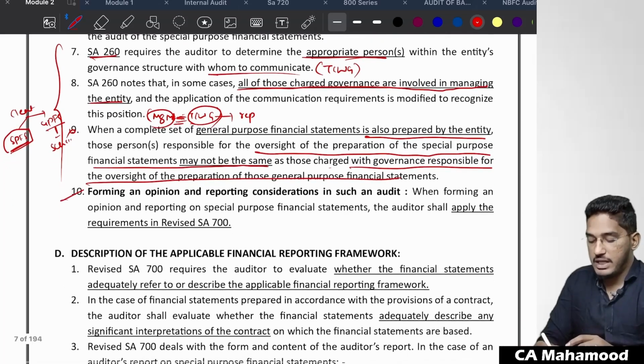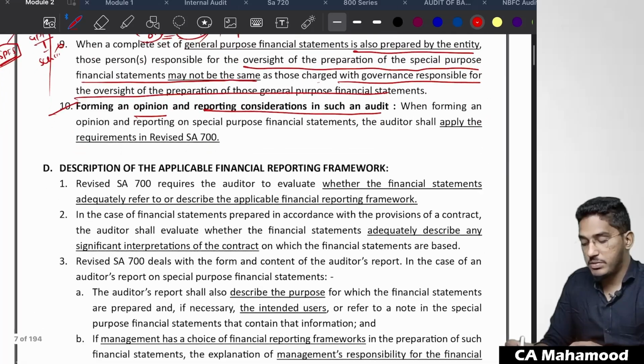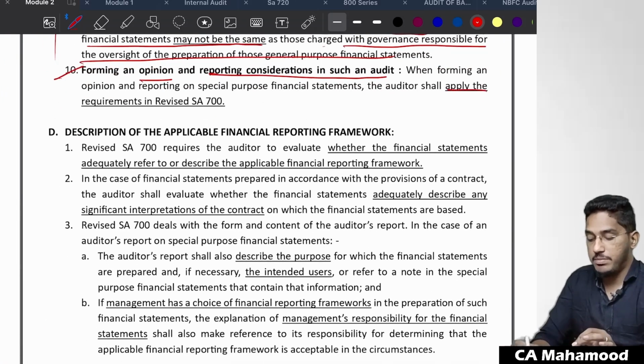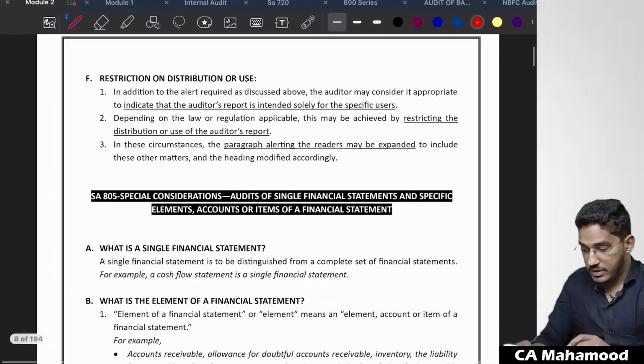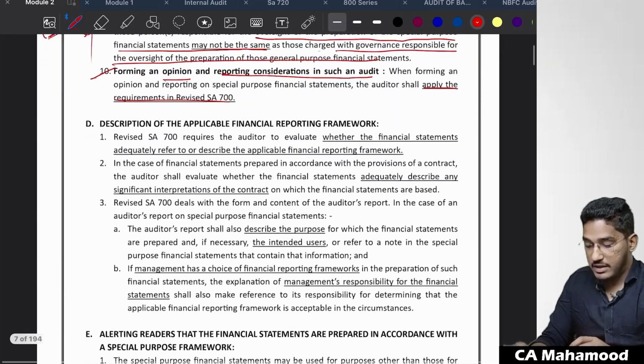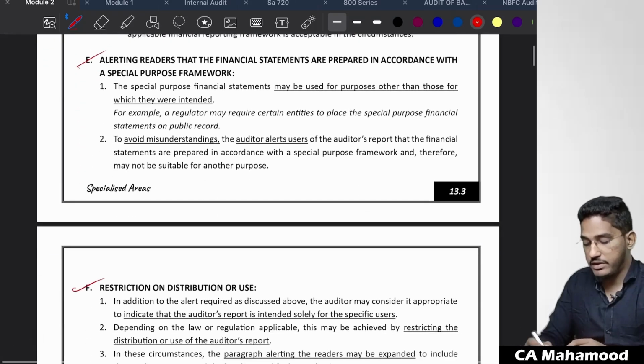Then finally we have SA 700. Finally, after conducting the audit, you have to form an opinion and report the considerations in such an audit. So how you will report that? As per SA 700. So when forming an opinion and reporting on the special purpose financial statements, the auditor shall apply the requirements devised in SA 700. Understood? Next. Now we will try to cover the next 3 standards, the next 3 paragraphs in a while. All the 3 collectively will try to complete it.